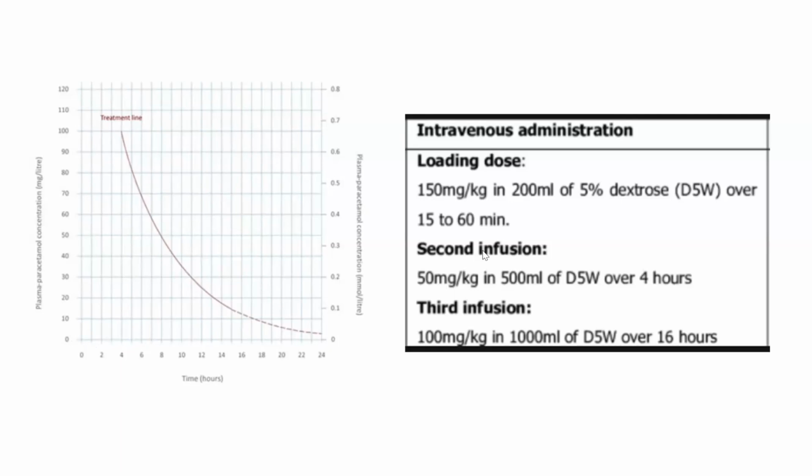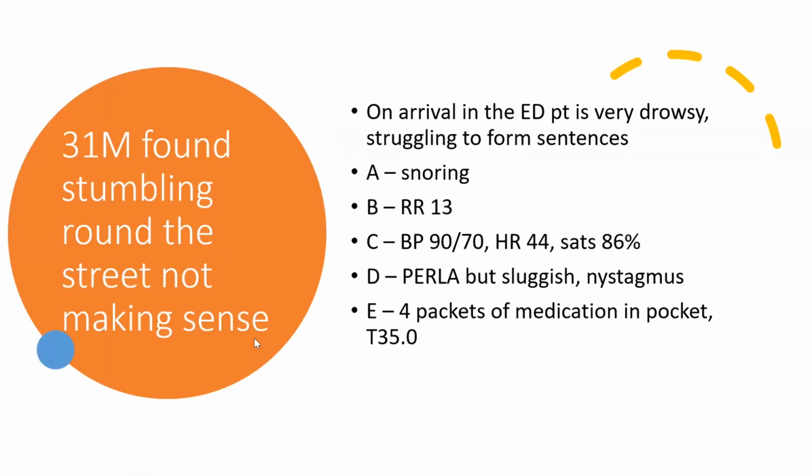And the dose of NAC is, the first one is 150 milligrams per kilogram in 200 mils of 5% dextrose over an hour. And then there's 2 more, like someone said before, 3 doses of NAC. So, yeah. The next slide is a 31-year-old male.